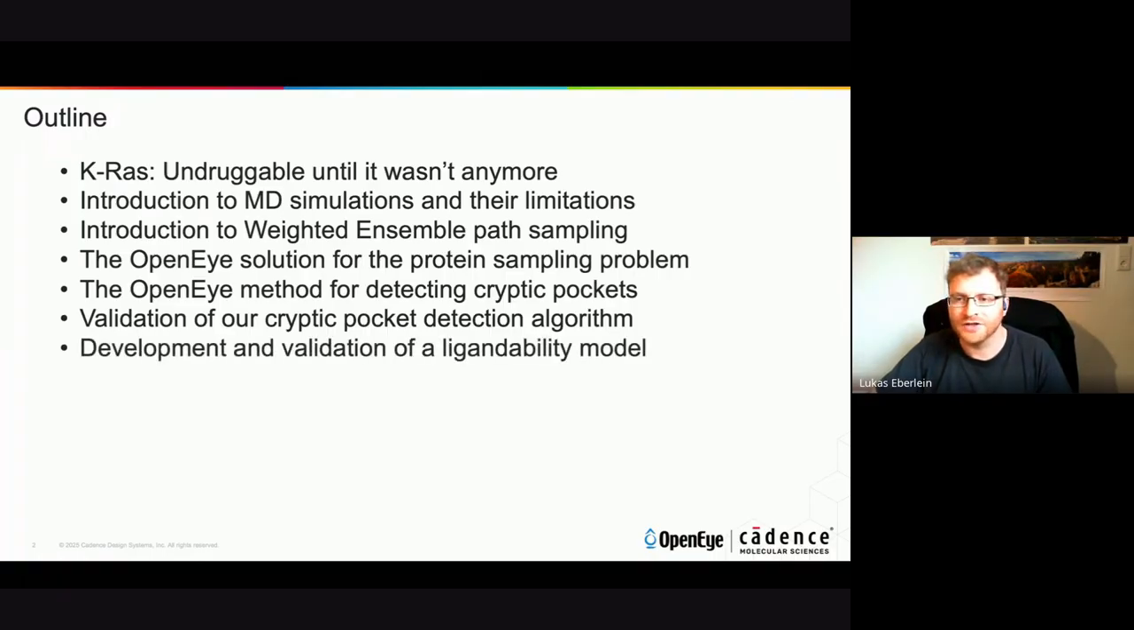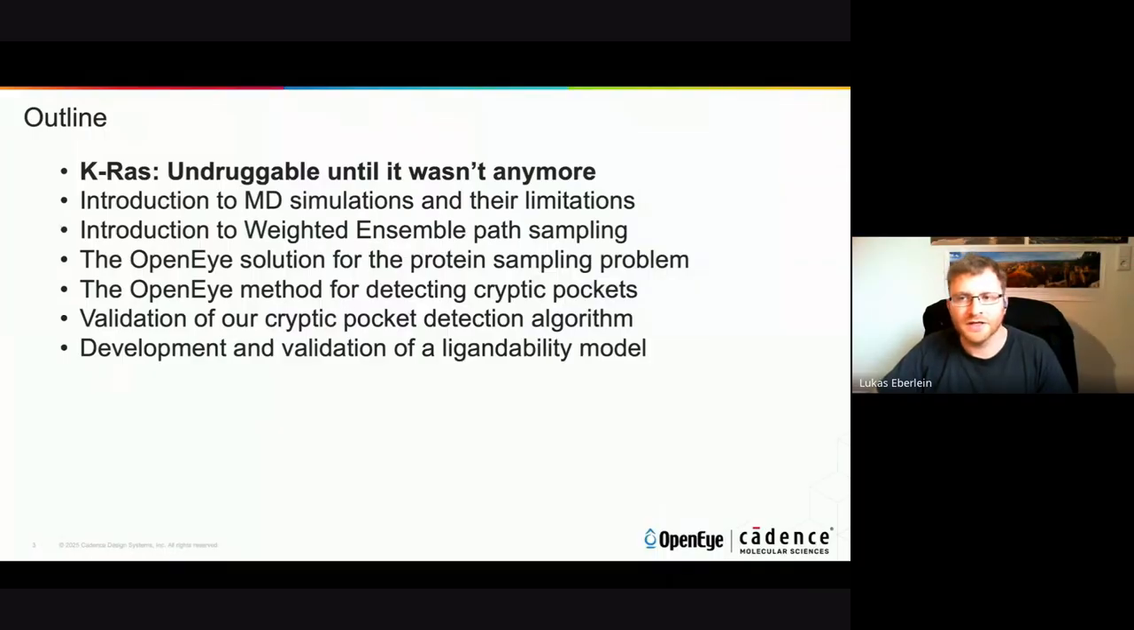And I would like to finish the talk by introducing our ligandability model to you. Such a model is important to be able to not only identify cryptic pockets, but also assess their ligandability, to really find the pockets you can use for your structure-based design campaigns.